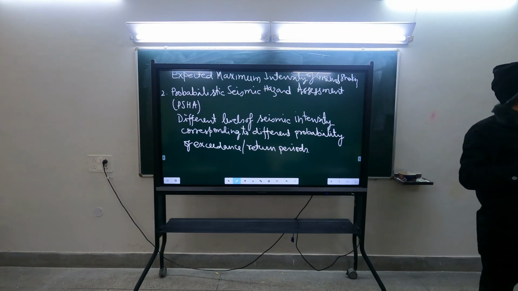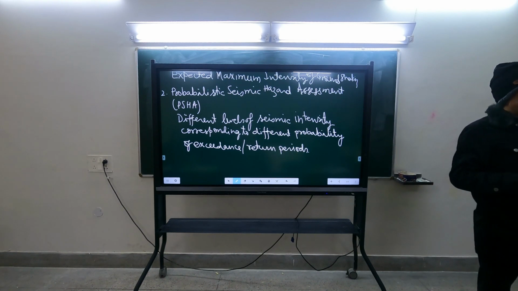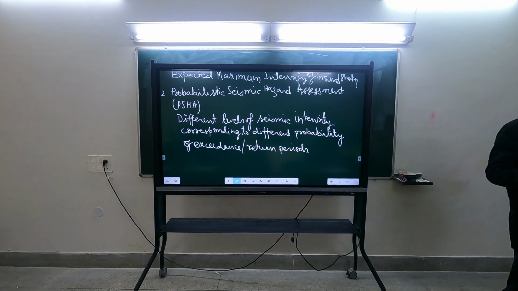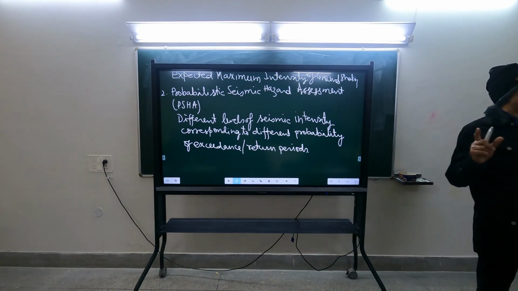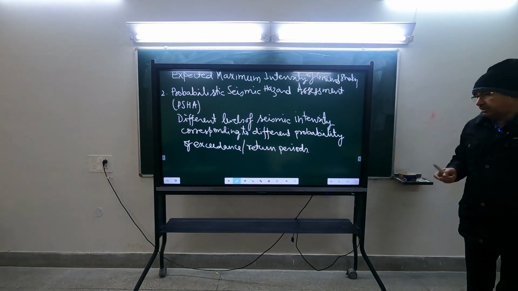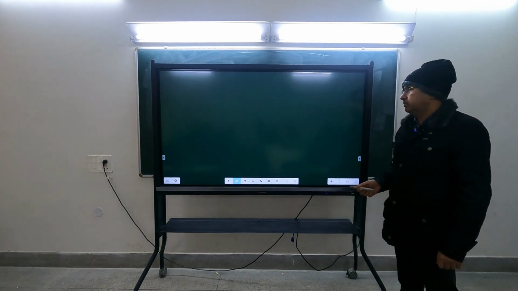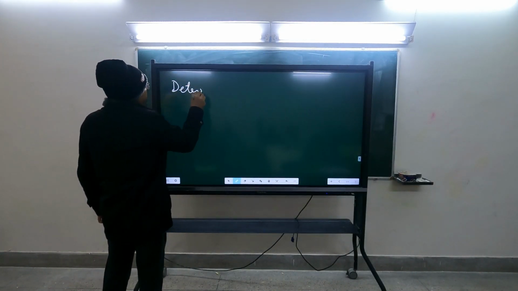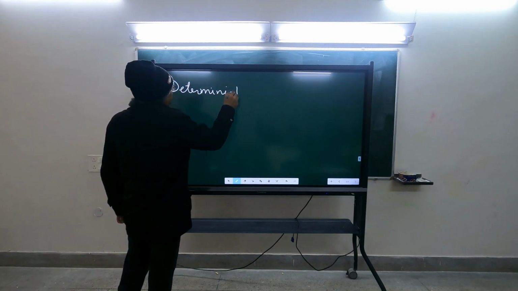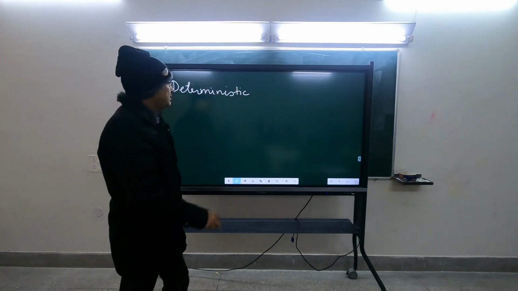And in PSHA, you can get hazard corresponding to different probabilities of exceedance within the lifespan of the structure. Lifespan of the structure we generally take as 50 years. So within 50 years, what is the probability of exceedance? And that probability of exceedance can also correspond to an average return period. We will talk about that in more detail. I will just discuss a little bit about deterministic seismic hazard assessment so that you can communicate with the seismologist.